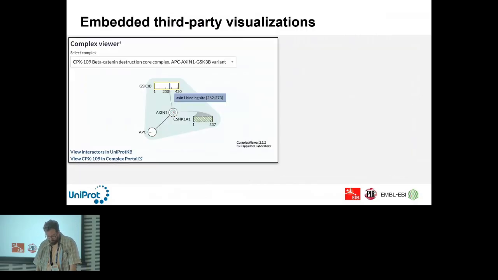And we have some embedded third-party visualization. This is Complex Portal, developed by the molecular interaction community. This shows the different proteins involved in forming a complex. And if you click or expand on a protein, for example, this is GSK3B, it will show you the exact amino acid where the binding happens, if it is known. And so we have this for 10,000 UniProtKB entries.